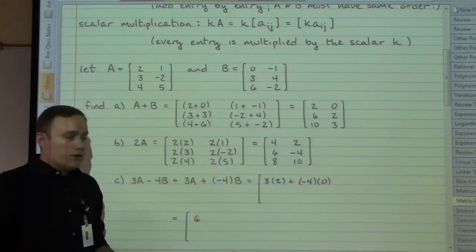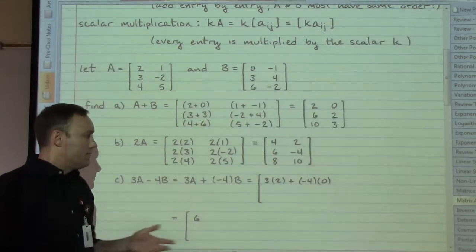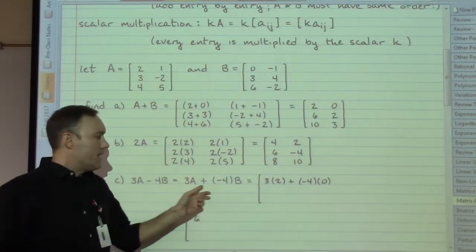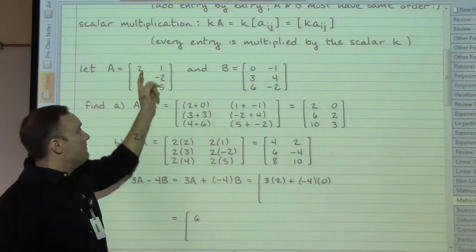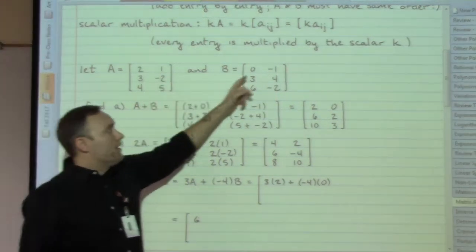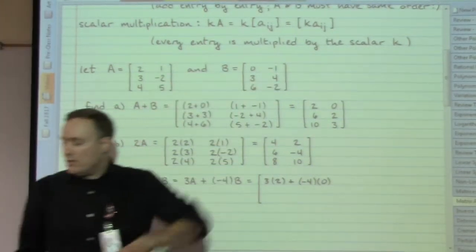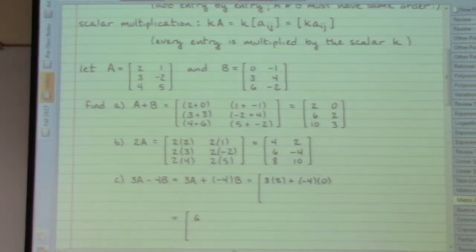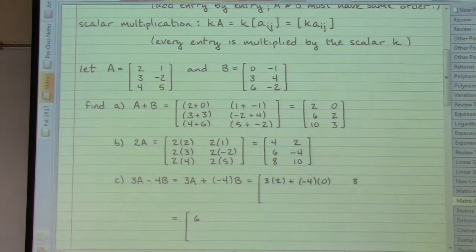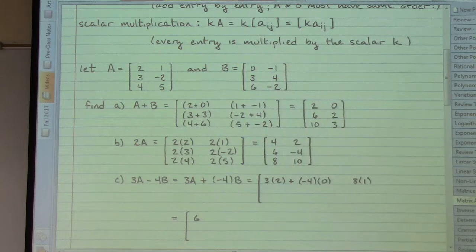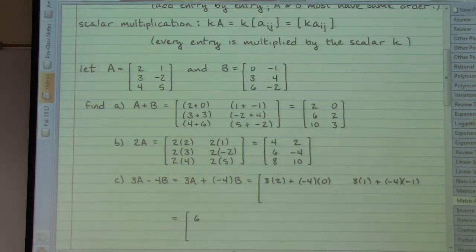You're welcome to move across the rows or down the columns. Totally up to you. 3 times A plus -4 times B. 3 times 1 plus -4 times -1. So moving across the row and having that entry, 3 times 1 plus -4 times -1. So 3 plus 4 is 7.